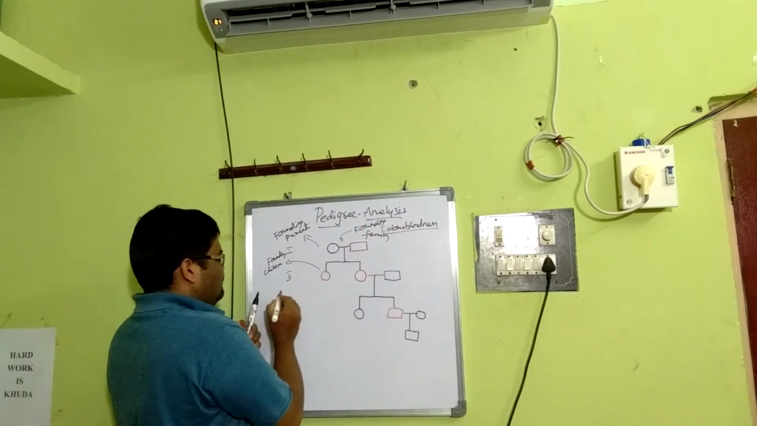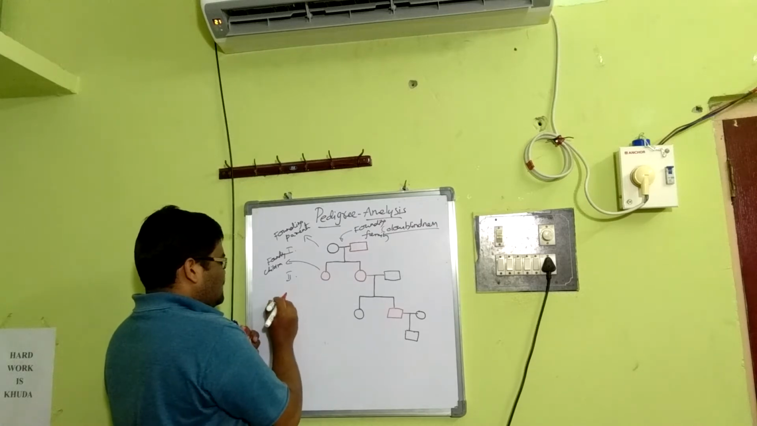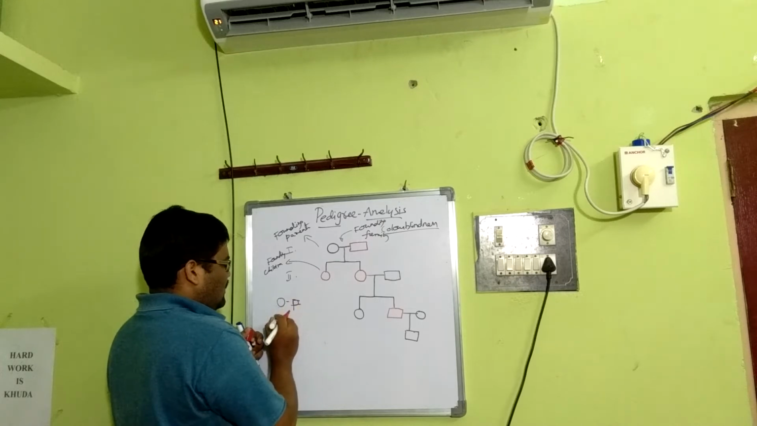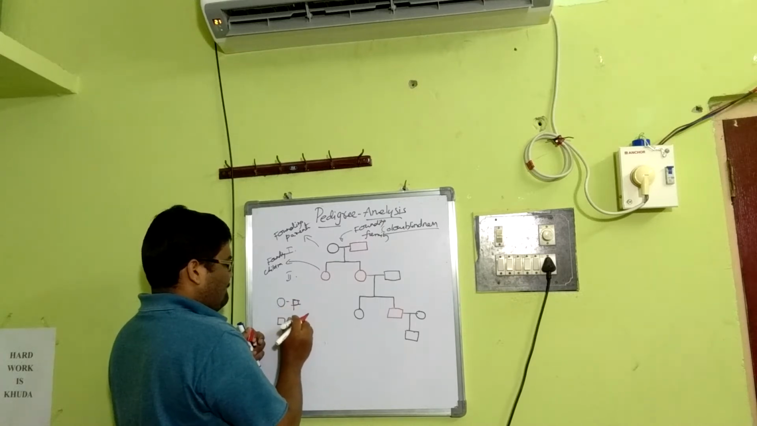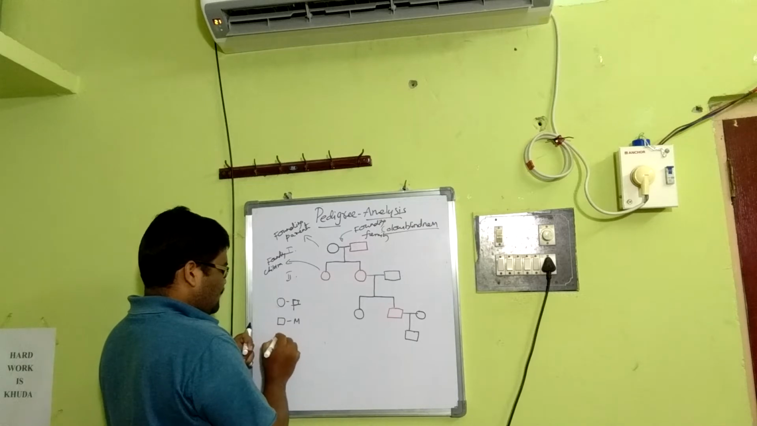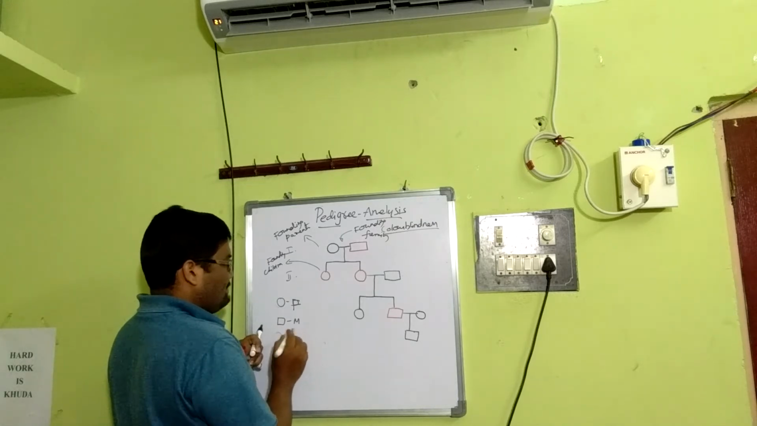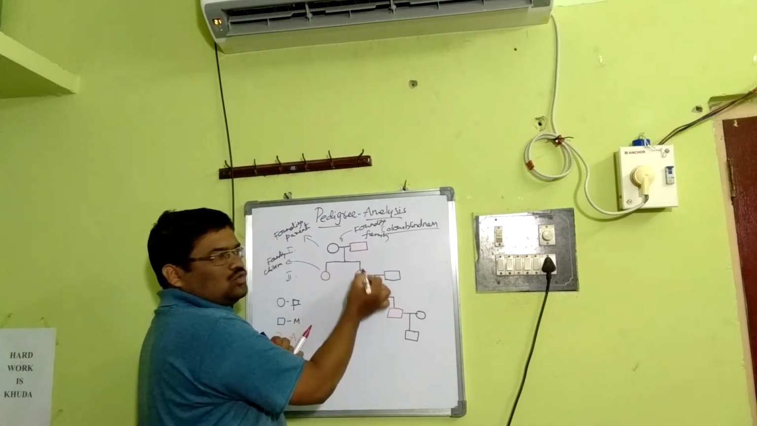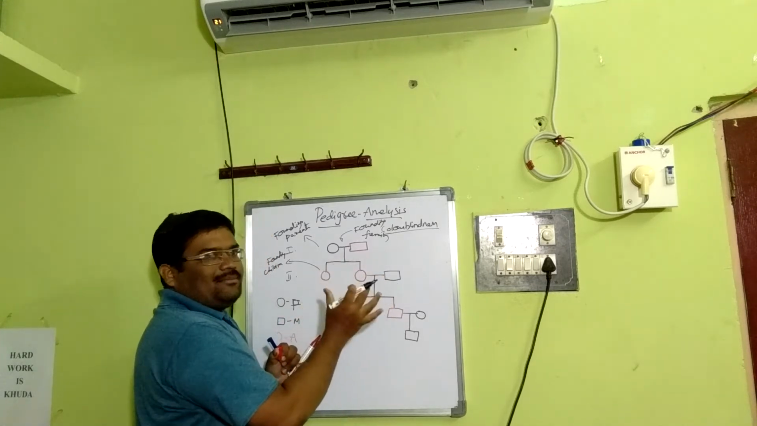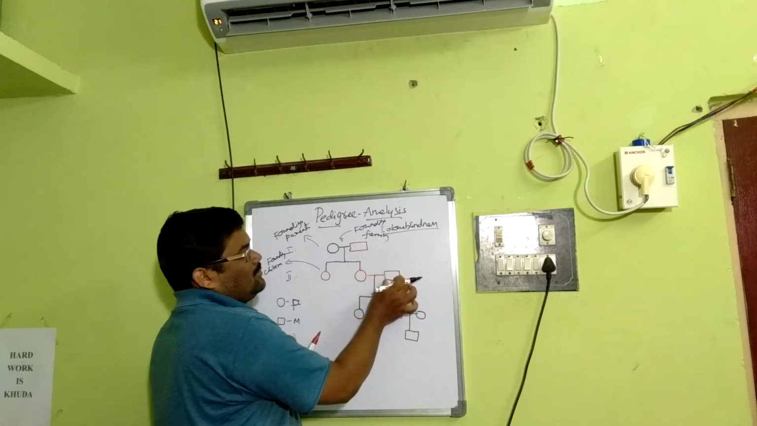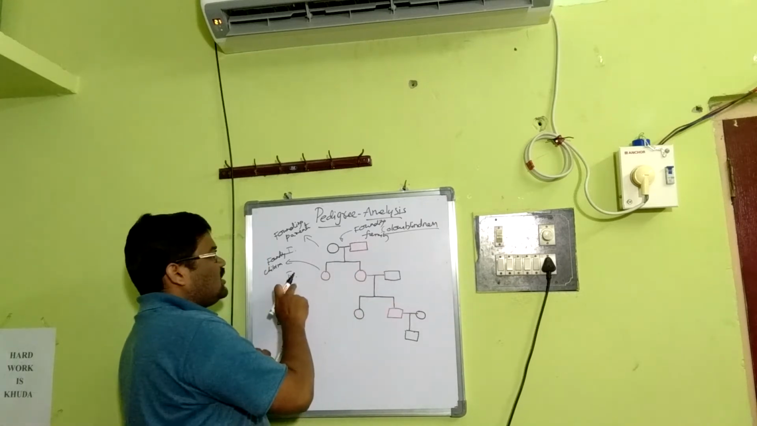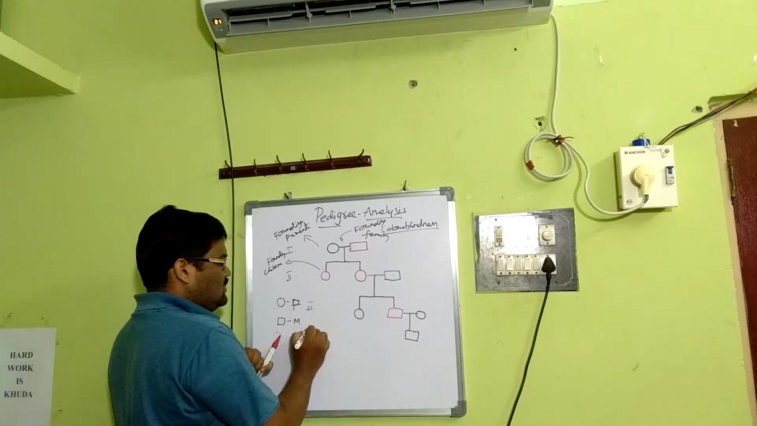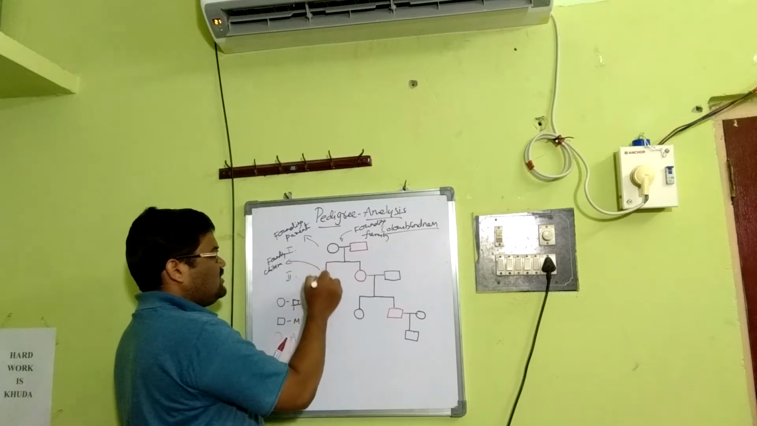So simply, the circular structure means daughters, a female. Square means male. Red represents affected. Both daughters are affected with color blindness, and one daughter married a normal person from outside. This is the first generation, the second generation, the third generation, and these are the fourth generation. First, second, third, and fourth.